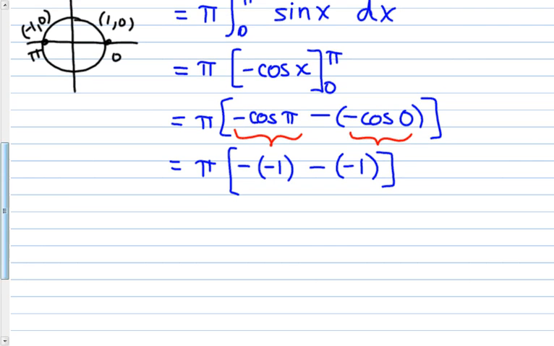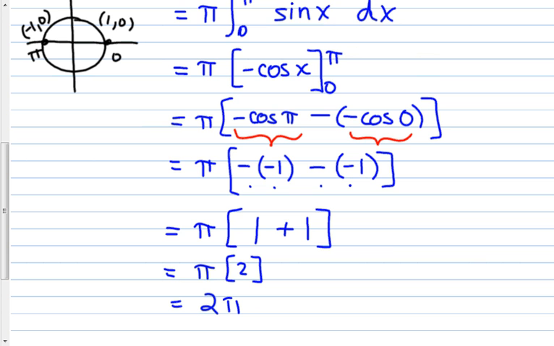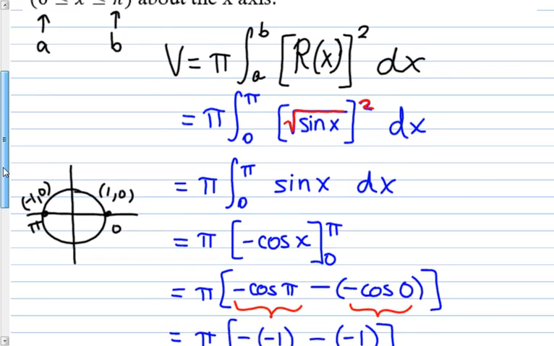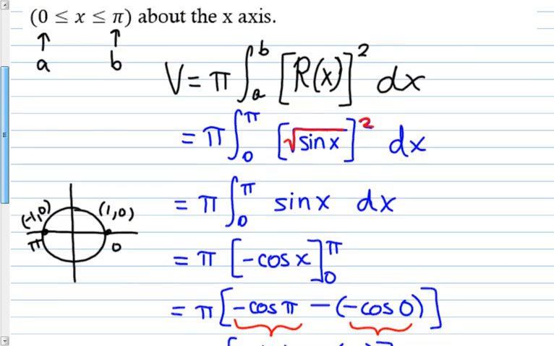So now I have pi, and then negative times negative 1. Sorry, negative times negative 1 is positive 1. And then negative and a negative is another positive 1, so plus 1. So I have pi times 2, and my answer is 2 pi. That's the volume of the square root of sine x revolved around the x-axis.